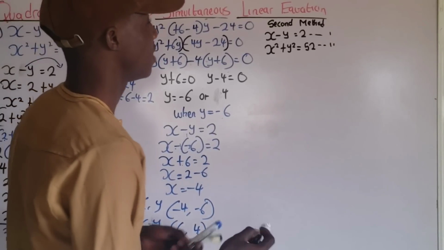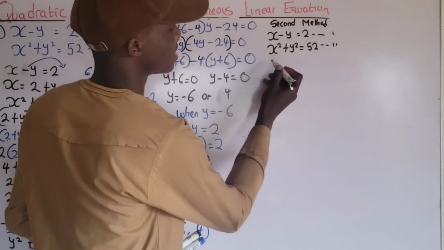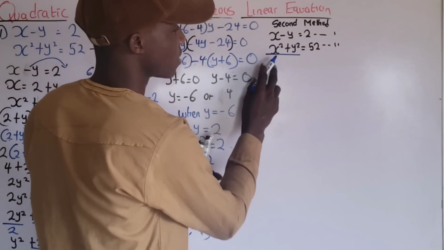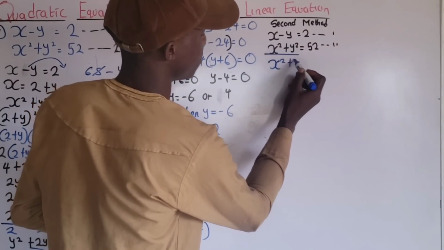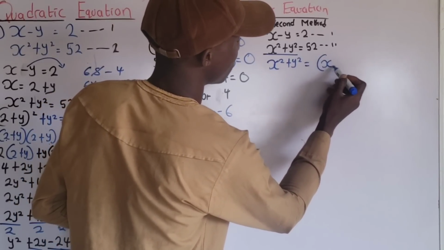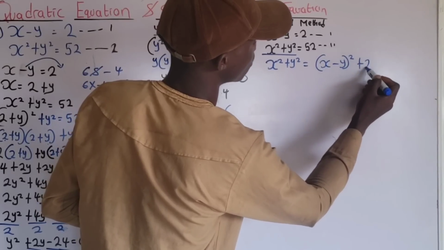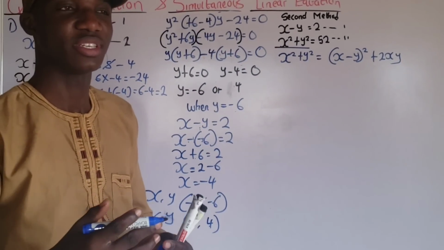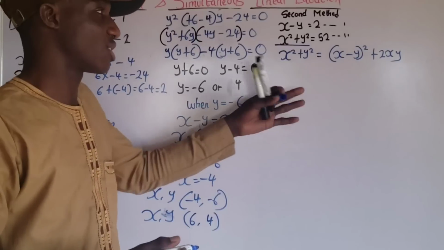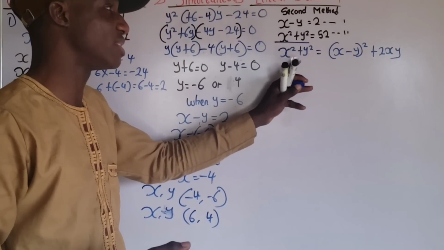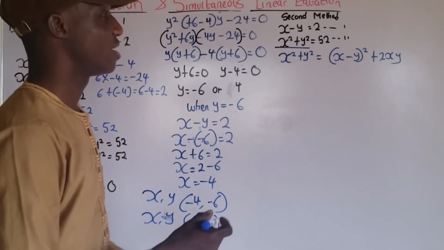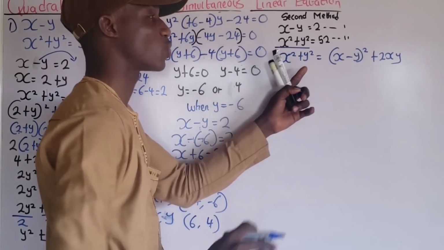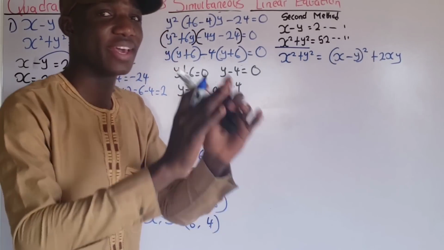Look at this. Equation 2 can be written as, you see, x squared plus y squared. This x squared plus y squared can be written as (x minus y) squared plus 2xy. That's why I said you must be familiar with all these difference of two squares. You understand? You can check. This is equal to this. If you expand both sides, x squared plus y squared and (x minus y) squared plus 2xy, you are going to have the same thing.